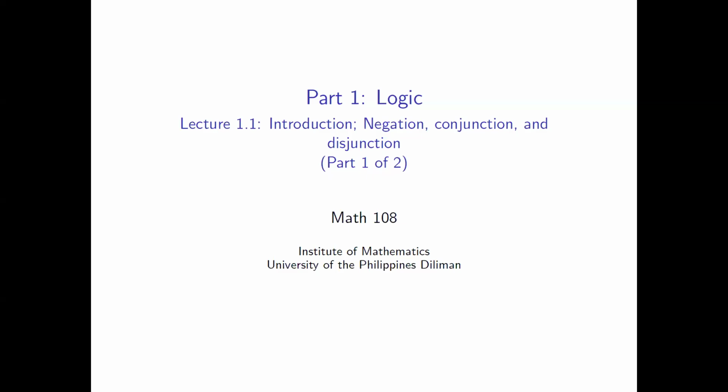This is part 1 of lecture 1.1 of Math 108, Introduction to Logic and Negation, Conjunction, and Disjunction. In this video, we will introduce propositions and propositional forms, which are two of the three types of statements that we will study in this part of the course. We will also look at propositions obtained using the logical operators of negation, conjunction, and disjunction.